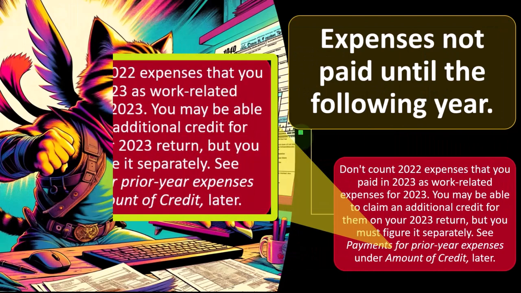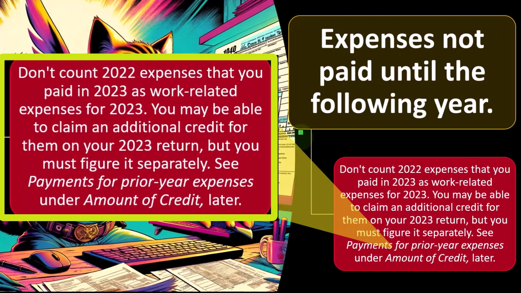Expenses not paid until the following year. So don't count 2022 expenses that you paid in 2023 as work-related expenses for 2023. You may be able to claim an additional credit for them on your 2023 return, but you must figure it separately. See payments for prior year expenses under amount of credit later. So now we have another kind of cutoff issue, right? That the work was done in a different year than the payment was made. So once again, don't count 2022 expenses that you paid in 2023.